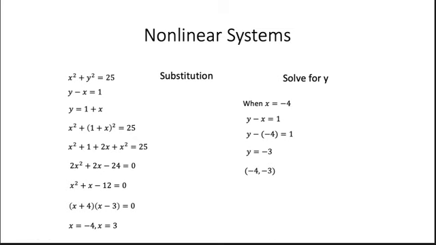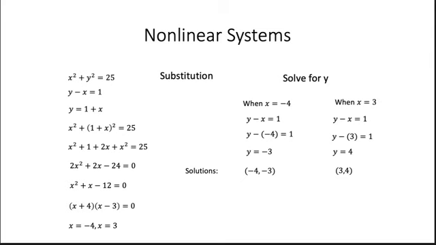And so that means the ordered pair (-4, -3) is one of my solutions. Now, what about when x is equal to 3? Once again, I'm going to plug that into y minus x equals 1. So that means y is equal to 4. So the other solution is when x is 3, y is 4. So the solutions are (-4, -3) and (3, 4).